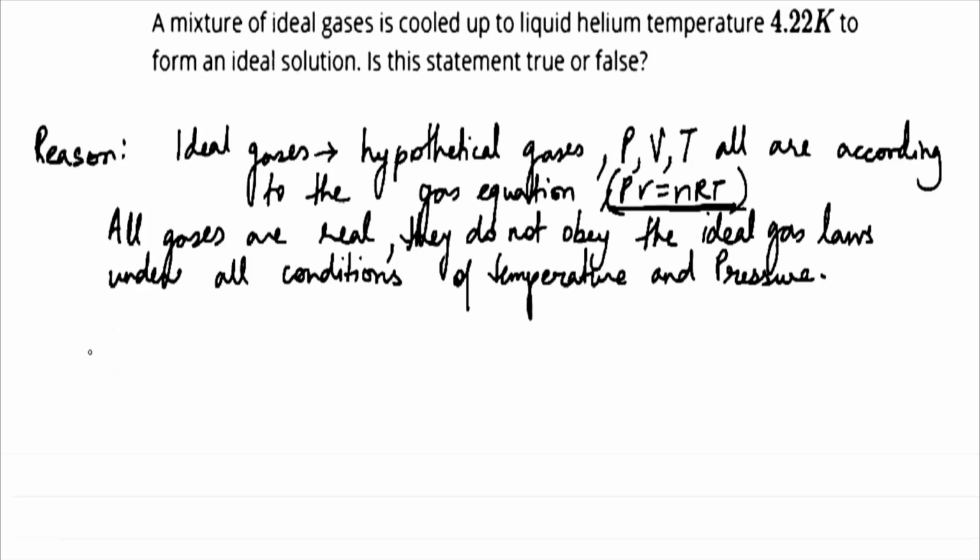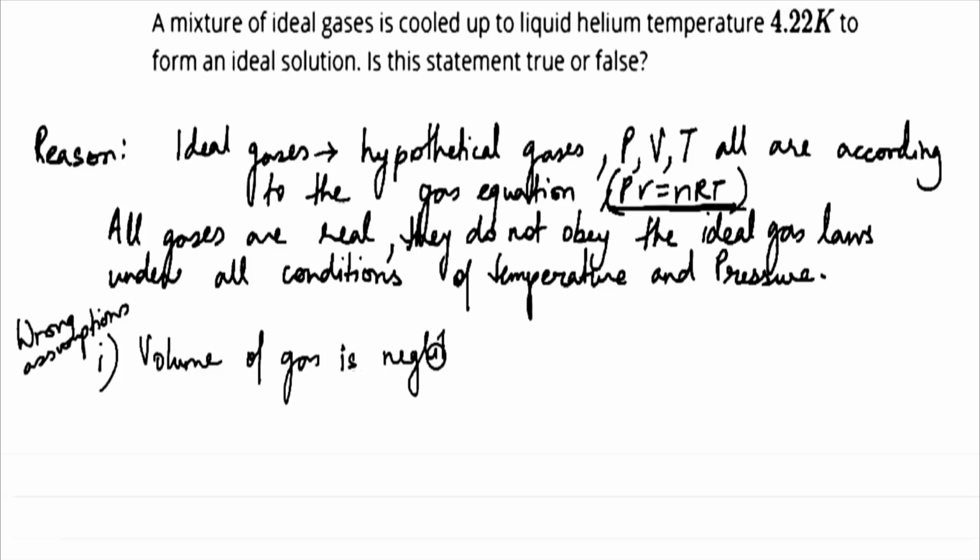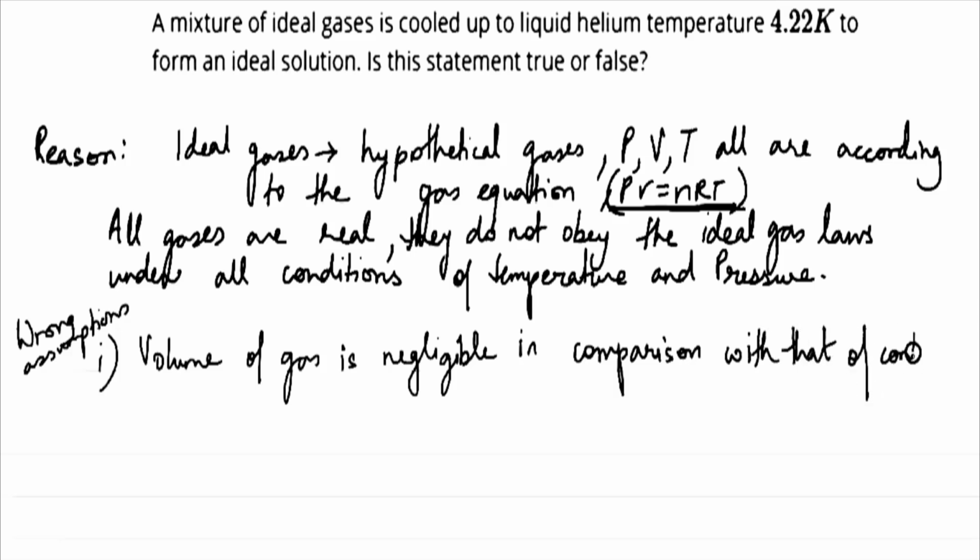Now, according to KTG, the wrong assumptions were that the volume of gas particles is negligible in comparison with the volume of container. Now these are wrong assumptions. We know that gas molecules do have some volume. They are not negligible for sure.